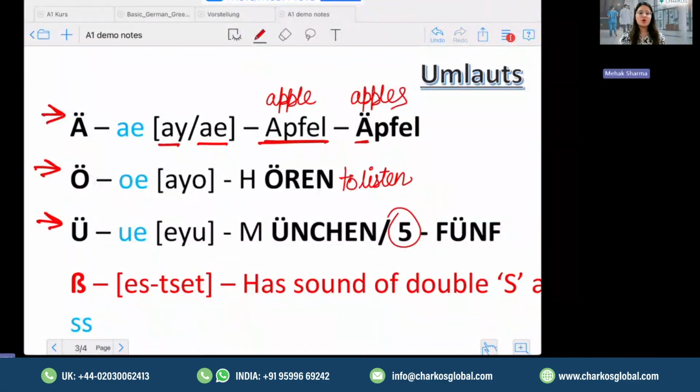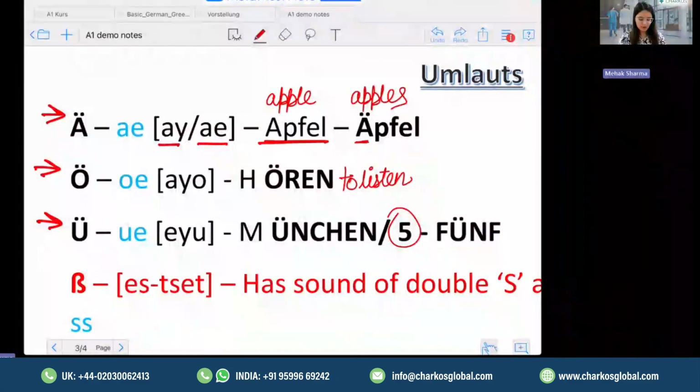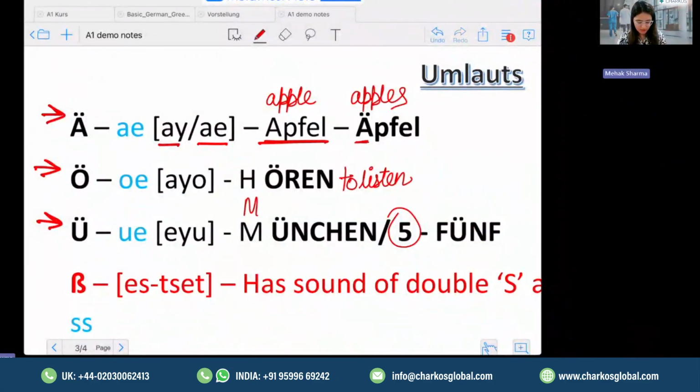Number 5 is called fünf. If we skip these umlauts, then it will sound somewhat like fünf, but that's not right. We have the umlaut, so we say fünf. And then I'm sure you have heard about Munich in Germany. Munich in the German language is called München.